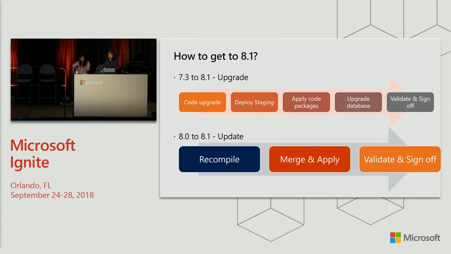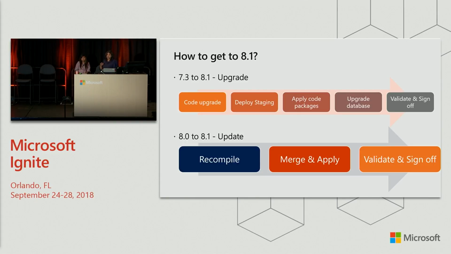So how do you get to 8.1? If you are coming from 7.3, it will be the upgrade process that we talked about previously. So you'll go through code upgrade, the staging and upgrade database process. But if you're coming from 8.0 to 8.1, it's going to be really an update. It's not even an upgrade. And the process is much simplified.